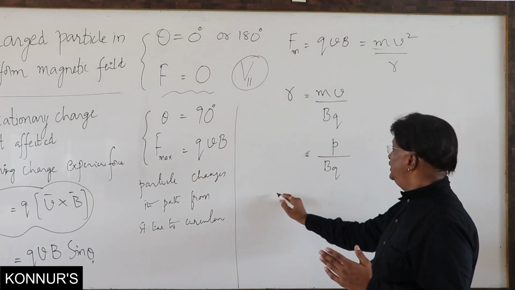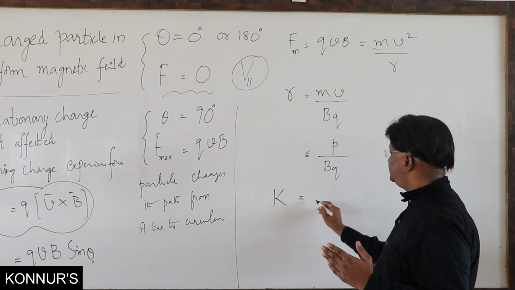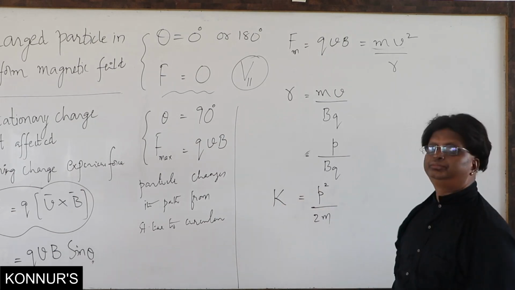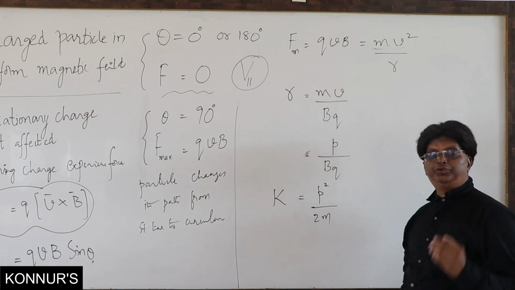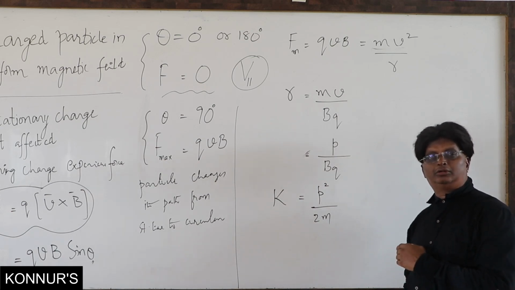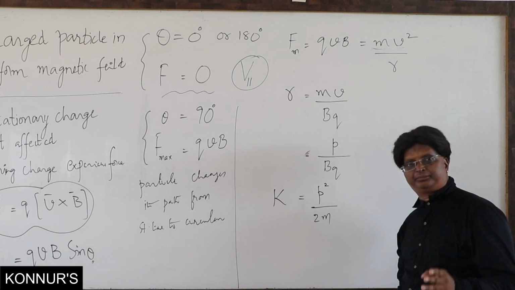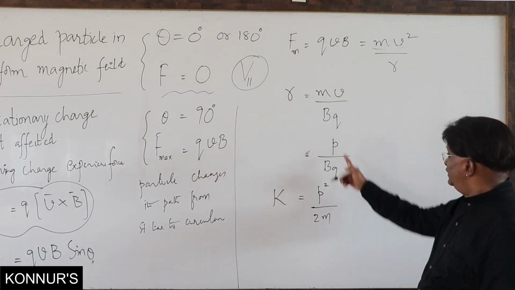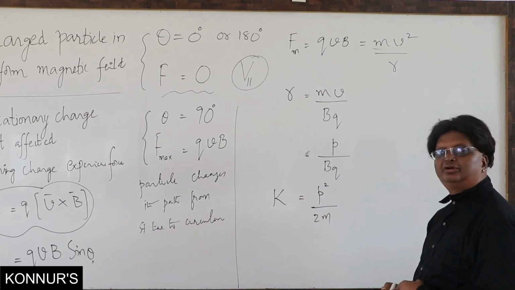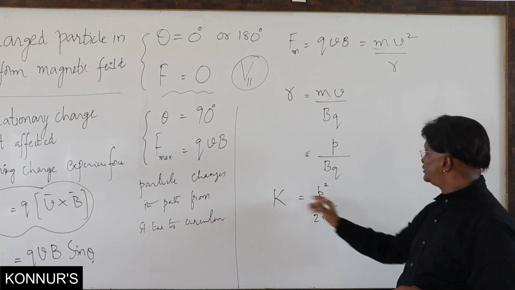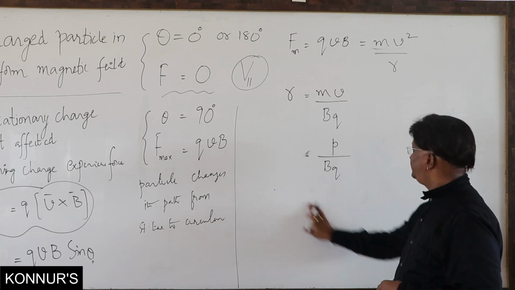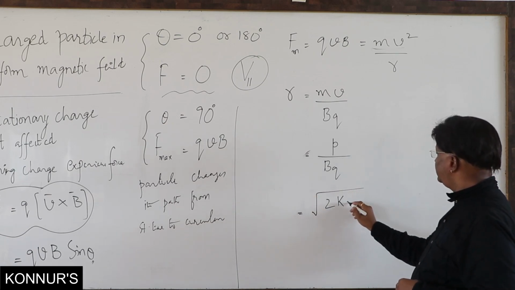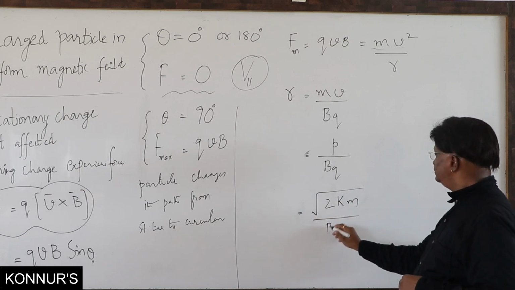What is that? The relation between kinetic energy and momentum, K equal to P squared upon 2m. Very popular relation. We use it quite often in all the 30 or 40 whatever chapters you say in physics. So K equal to P squared by 2m. Therefore here P I will write in terms of kinetic energy, under root you will get, right. So the same I am writing here. So this is under root 2Km upon BQ.